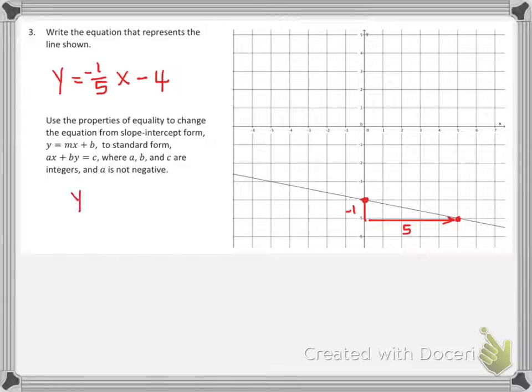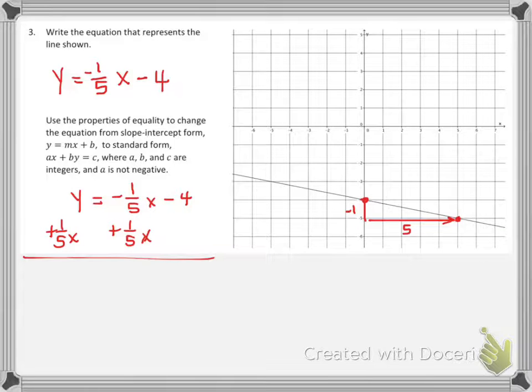And then we'll use that to write our standard form. Negative 1/5 x minus 4. I'm going to add 1/5 x to both sides. And that gives me 1/5 x plus y equals, this cancels, equals negative 4. And that is standard form.